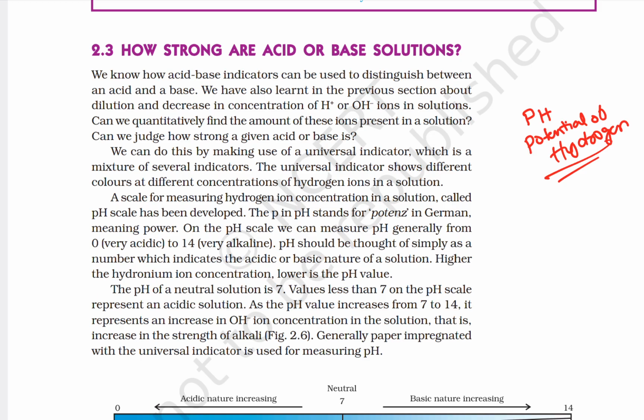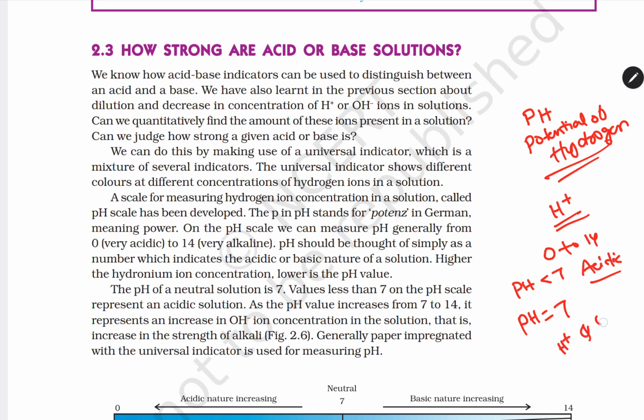It is based on the concentration of the hydrogen ions in a solution. So it tests the concentration of the H+ ions in a solution. Basically this pH scale is from 0 to 14. If the pH value is less than 7, it is acidic in nature, with a higher H+ concentration. If pH is equal to 7, it is neutral, for example pure water, where there is an equal amount of H+ and OH- ions.